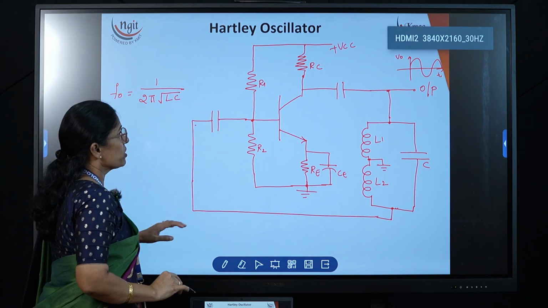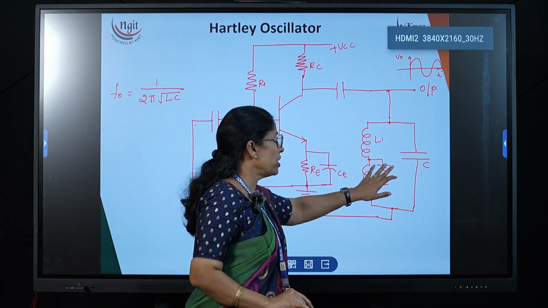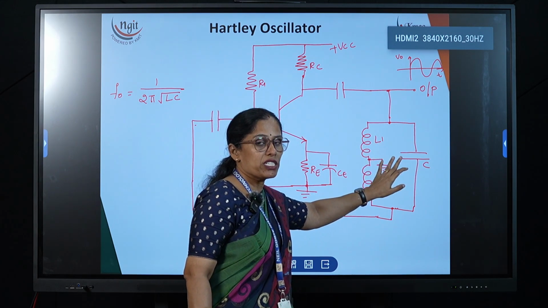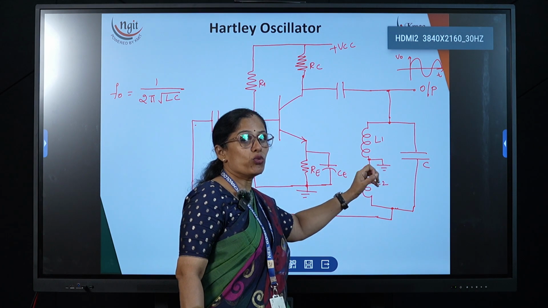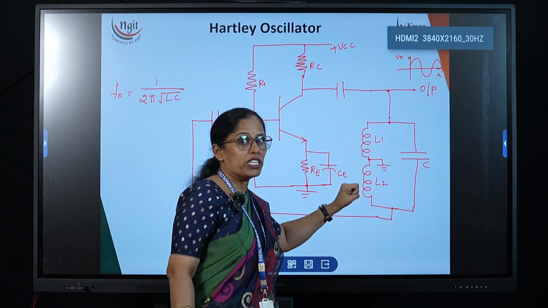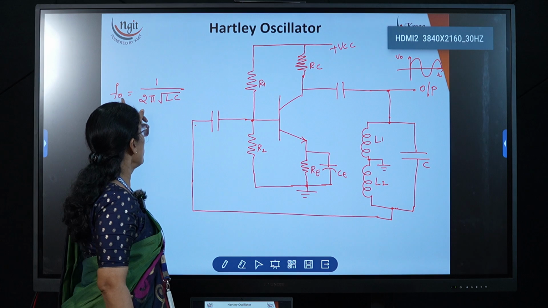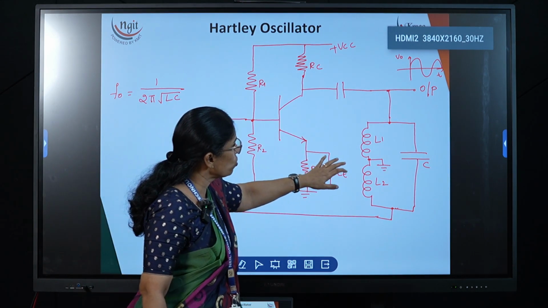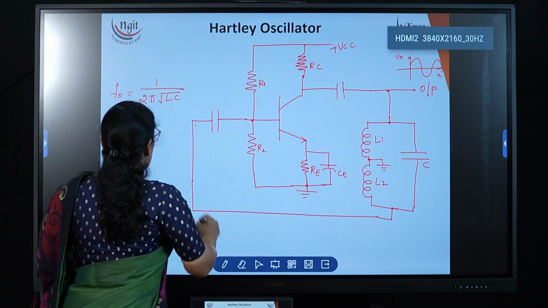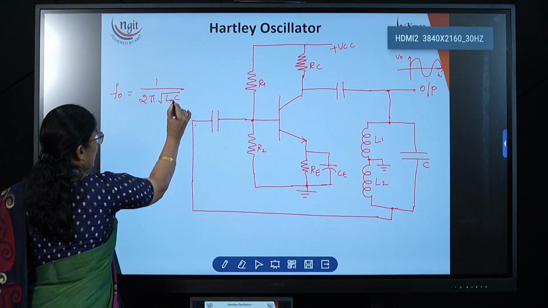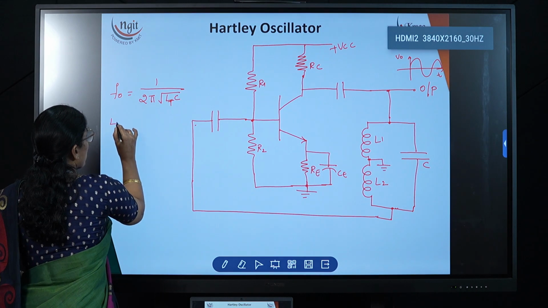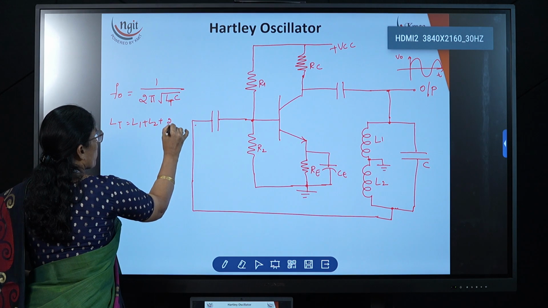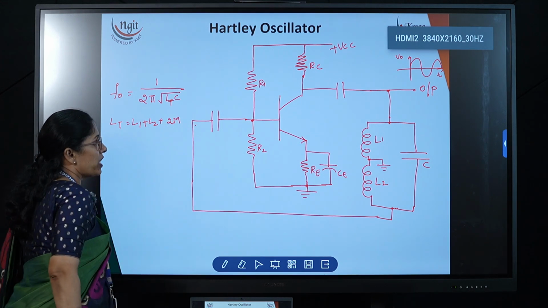Now here, because these two inductors are there and one capacitor is there, when we connect the inductor in parallel with the capacitor, then this acts like a tuned circuit, and it will give one frequency. That frequency is nothing but what? f naught is equal to 1 divided by 2 pi under root LC. But here we are using two inductors L1 and L2, so now I have to take L_T C, where L_T is equal to L1 plus L2 plus 2M, where M is the mutual inductance.